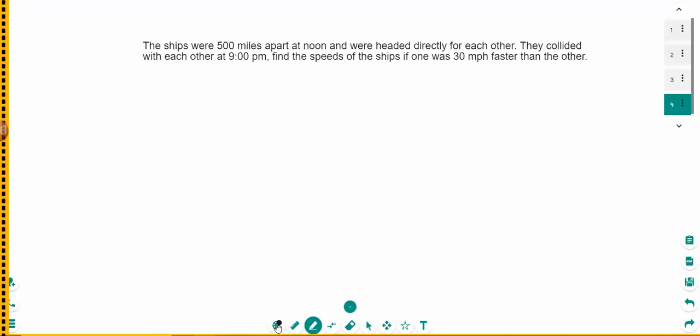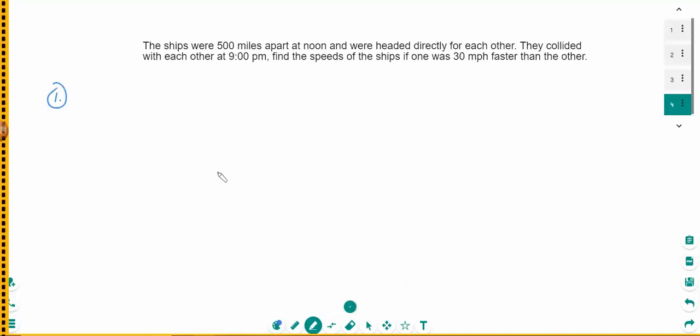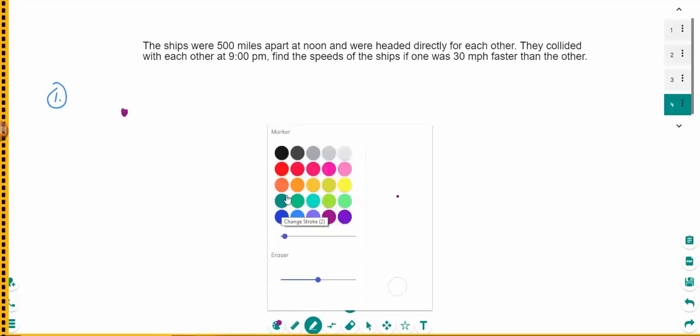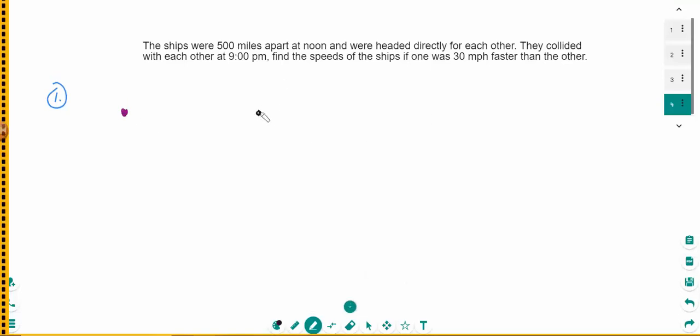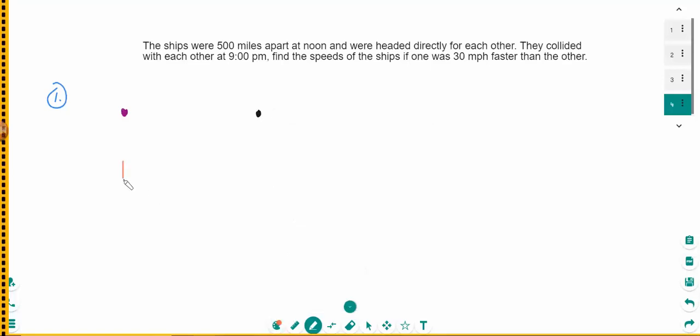First, again, the first step is to draw the picture. So we begin with that. Number 1, let's draw the picture. So we've got the ships being 500 miles apart at noon. So here's ship 1, and then, we'll go black, here's ship 2, and the distance that these are apart from each other is 500 miles.